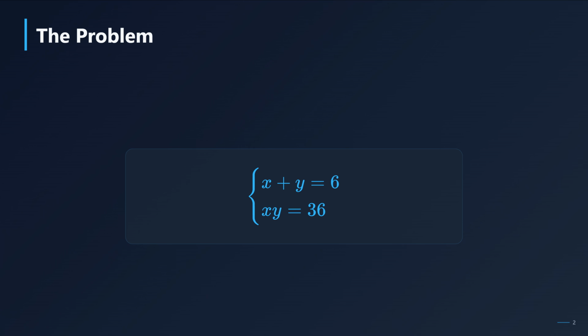Here's our system. X plus y equals 6 and x times y equals 36. Most students see this and immediately think, I'll use substitution. And that works, but there's something special about this setup that we'll discover in a moment.